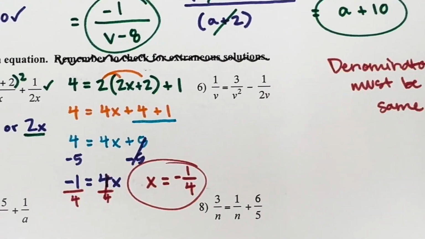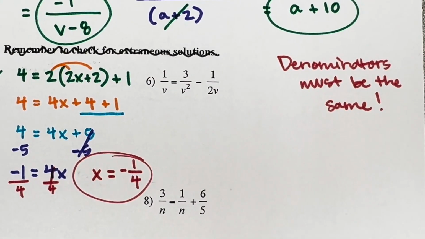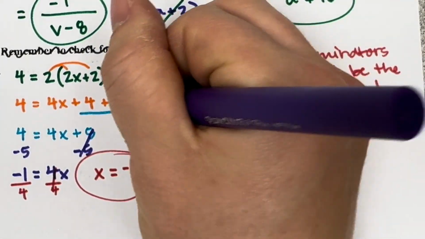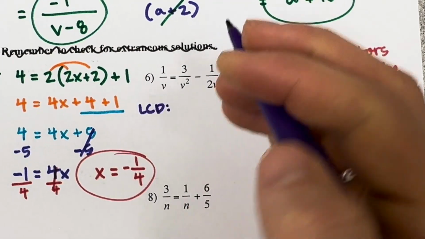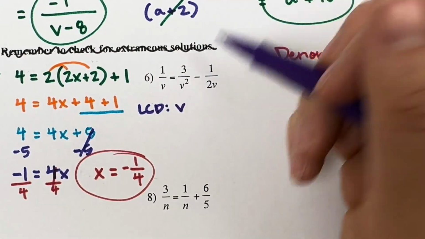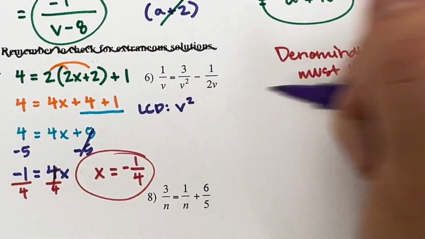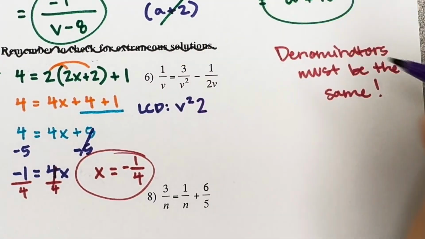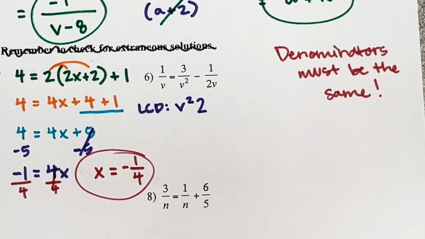Okay, so let's try that again. Let's look at number 6. I need to find my least common denominator, LCD, which means make them all the same. The first one has 1 v. The second has 2 v's, so I need at least 2 v's, and then my third has a 2. So I need all the pieces to have at least 2 v's and a 2. All right, there's my LCD.